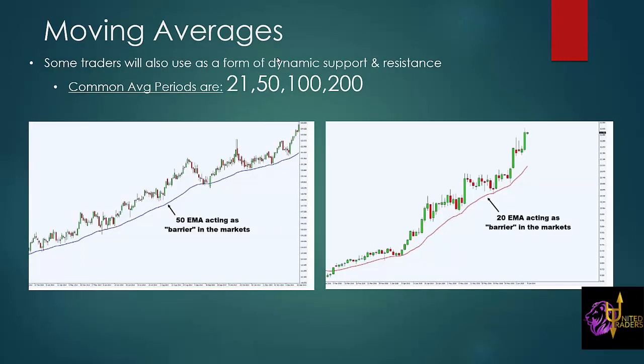We also said that moving averages can serve as a form of dynamic support and resistance. Some traders like to use this, not all do. Common average periods are the 21, 50, 100, and 200 period. Here we have the 50 EMA. EMA means exponential moving average, so there's simple moving average and exponential moving average.